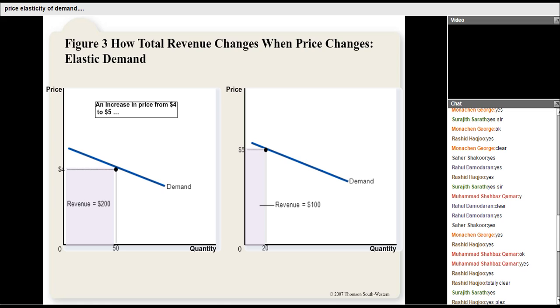See, your demand has drastically gone down. Now, when you just increase $1, you can only sell 20 pieces. 20 units. So now you see your total revenue is how much? $100.